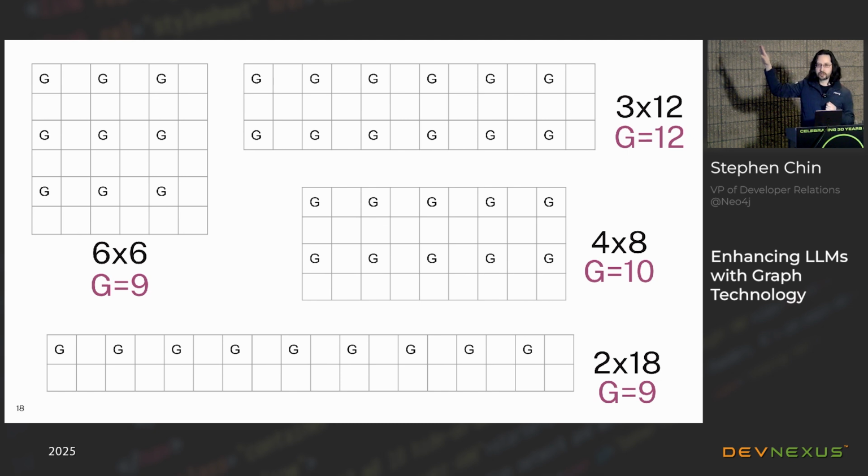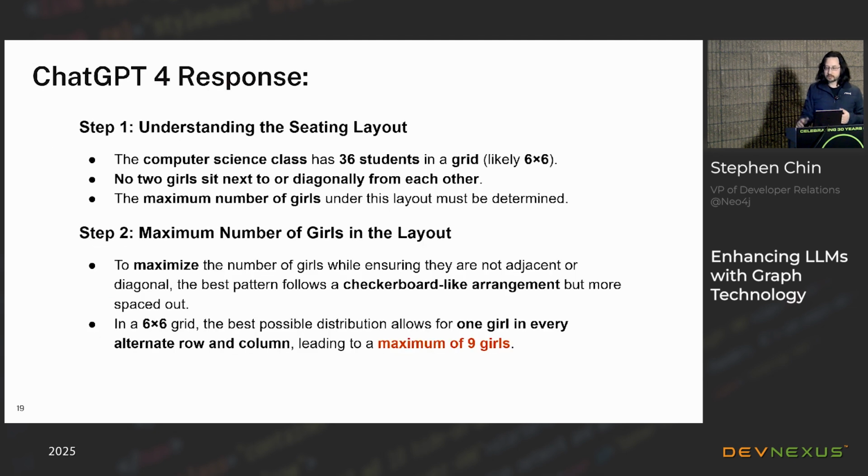Okay, so this one's a little bit trickier because you have to think about different grids. You have to calculate the distance between spaces. And yeah, so ChatGPT 4.0 did not do as well on this. So it did this in steps because it's more complicated. So this is the reason it fails. The first step, it says, well, it's likely a 6x6 grid. Now, why it chose 6x6, we don't know. And then next it says correctly that if you arrange them, the maximum girls you could fit in a 6x6 is 9 girls. But we know the answer is 12.